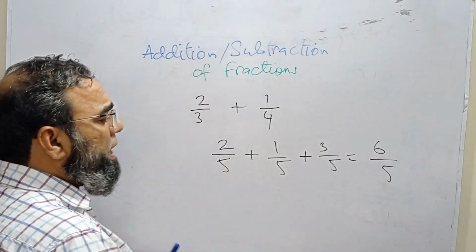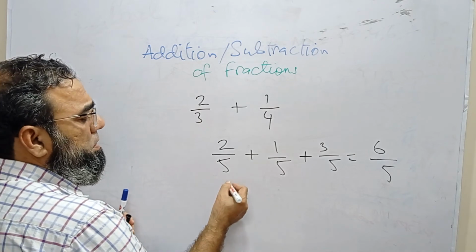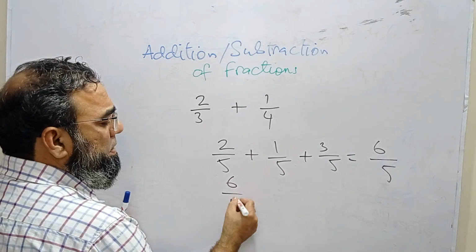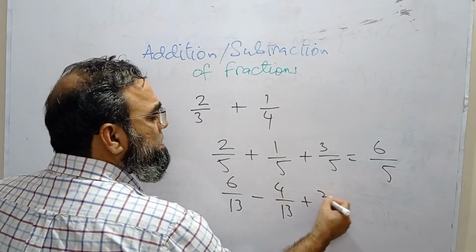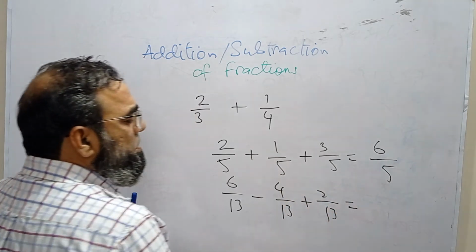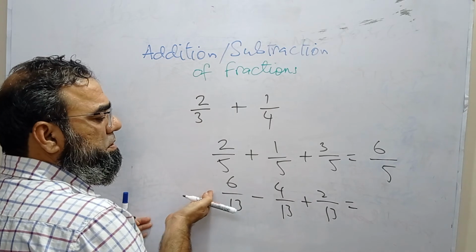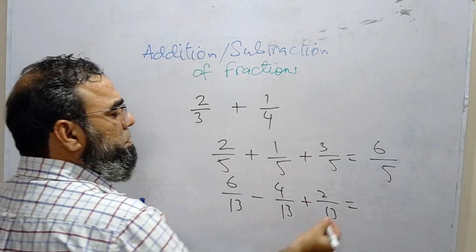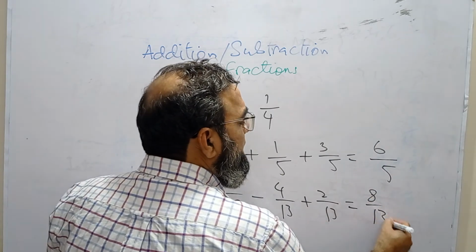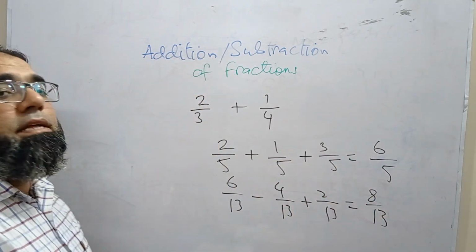Now suppose you have 6 over 13 minus 4 over 13 plus 2 over 13. So this is 6 thirteenths minus 4 thirteenths and then plus 2 thirteenths. So the answer is going to be 4 thirteenths. That is how you add or subtract like fractions.